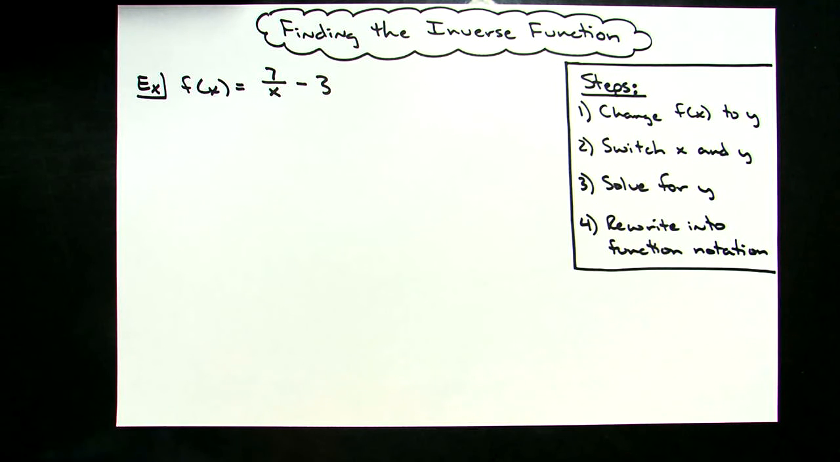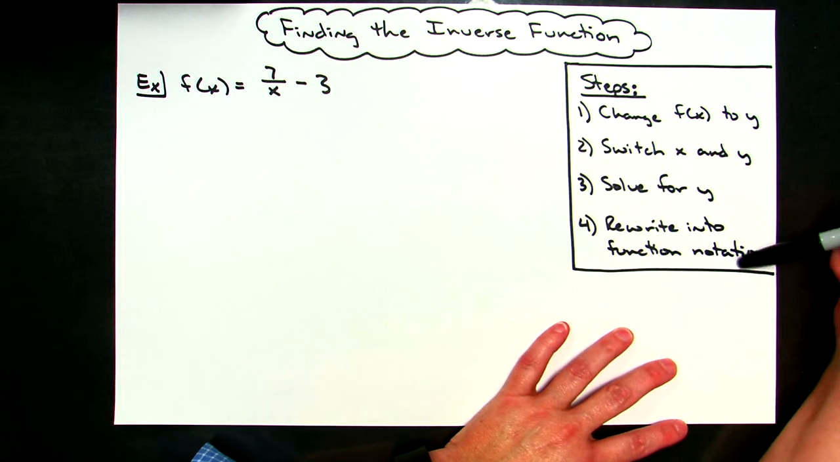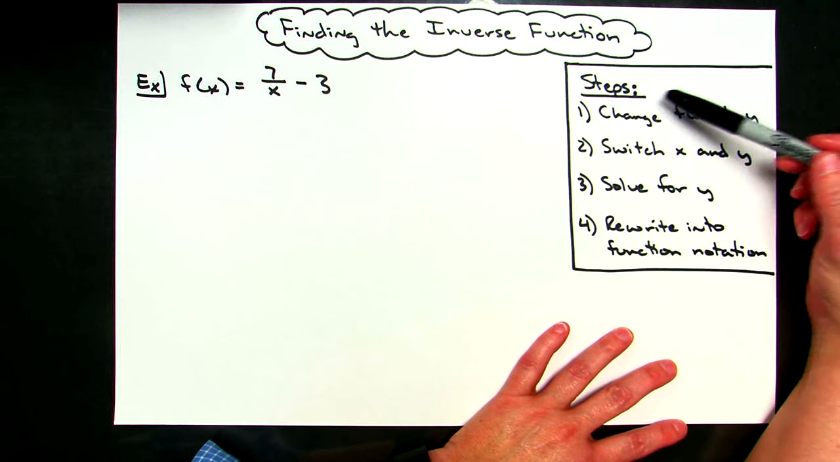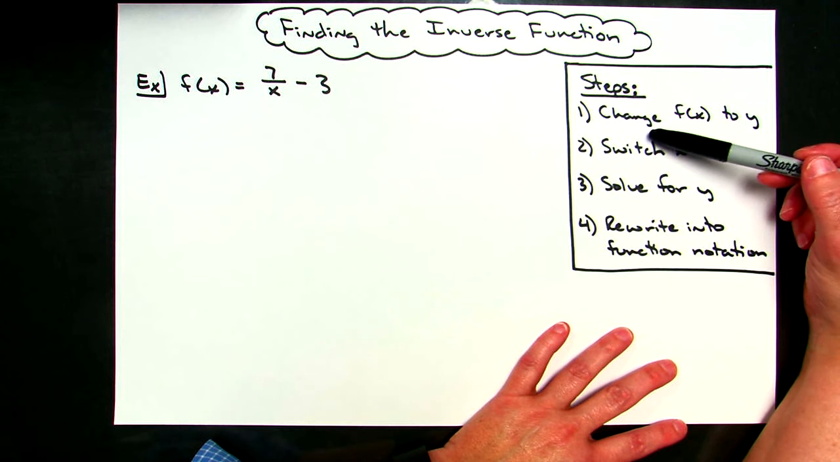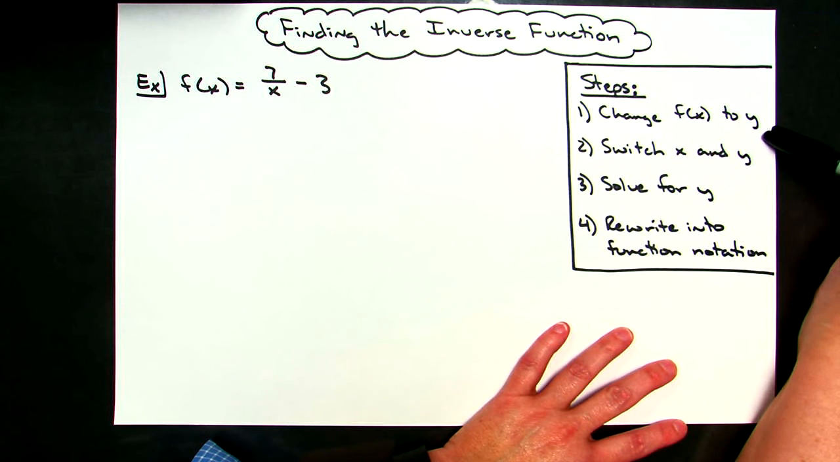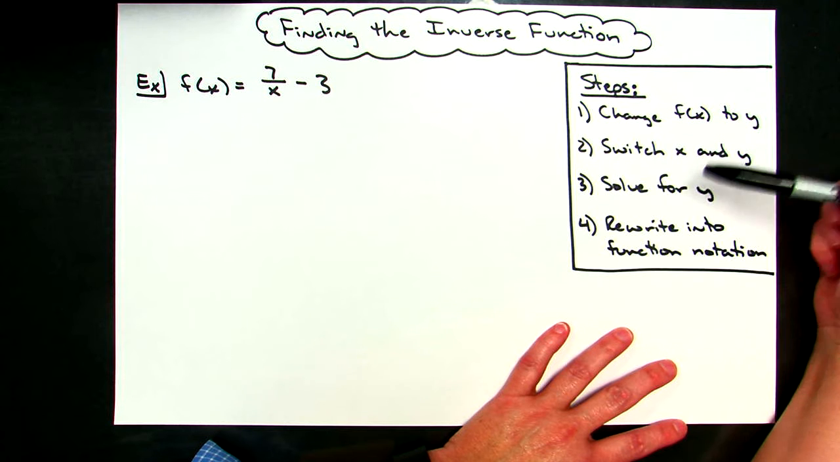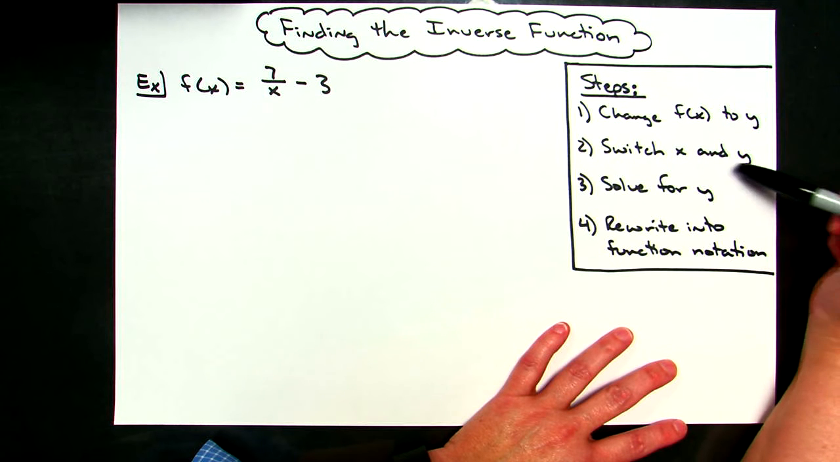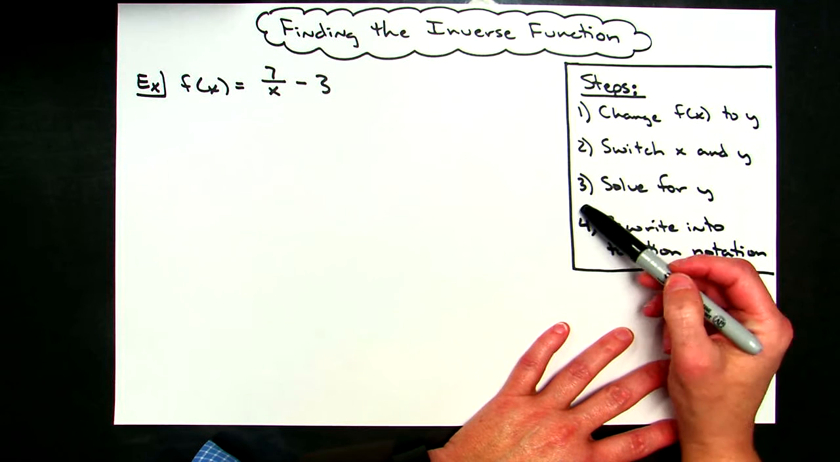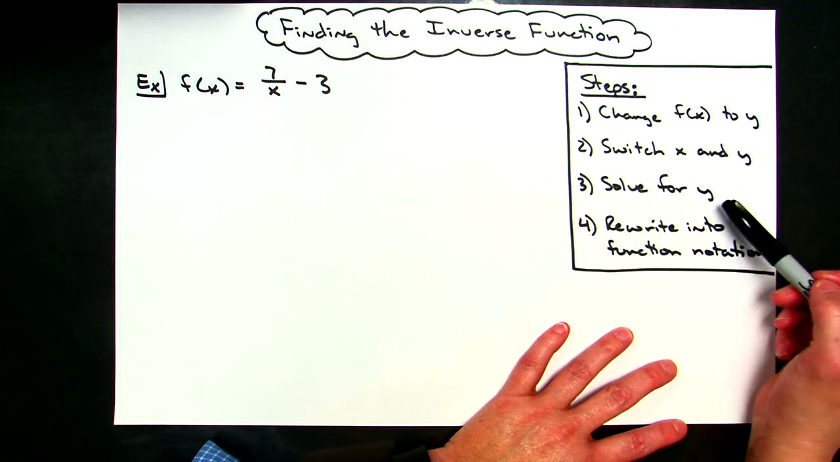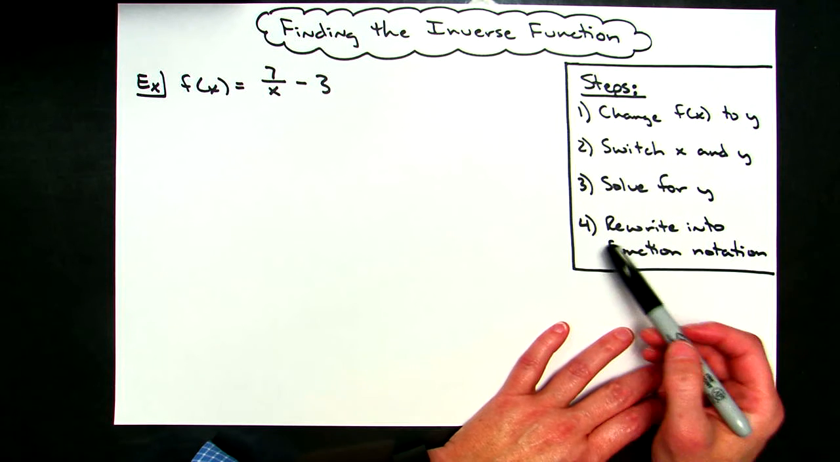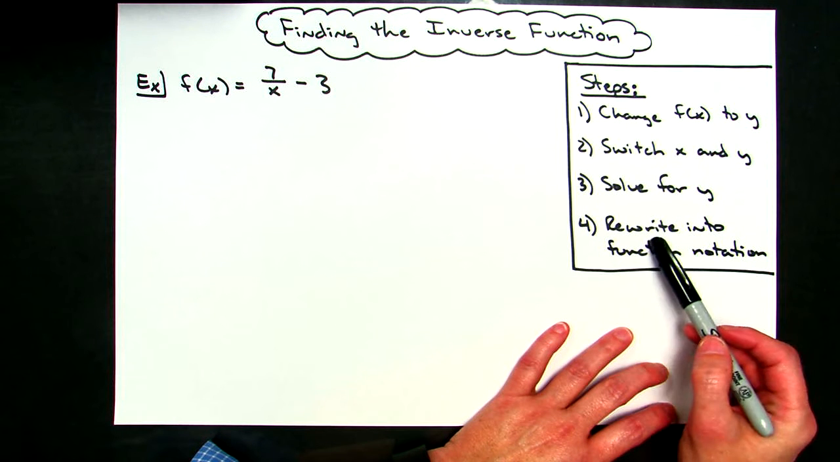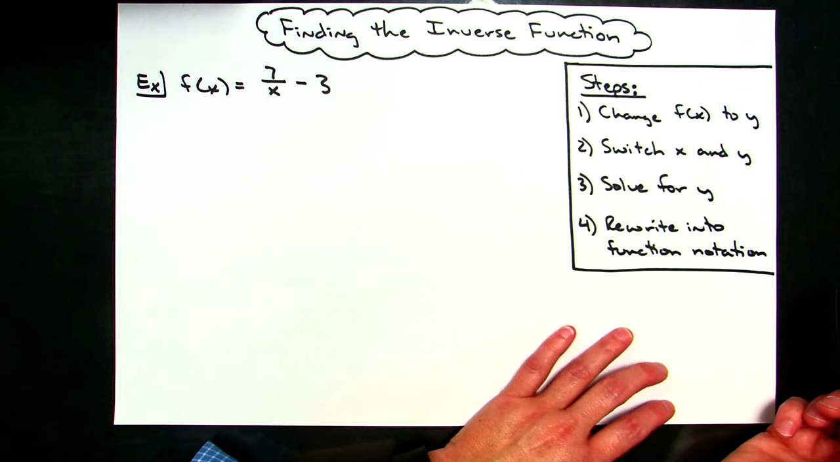Okay, today we're going to be taking a look at how you go about finding the inverse function. Now I have already lined out some steps for you to follow. The first thing you're going to do is change your f of x to a y. Step number 2, you're going to then switch the x and the y. Then for step 3, solve the equation that you have for y. And then your final step would just be to rewrite into function notation.